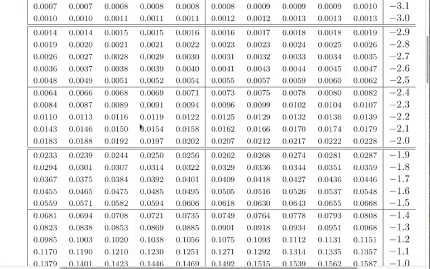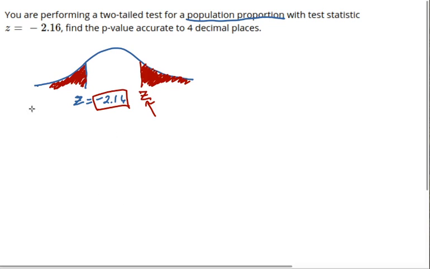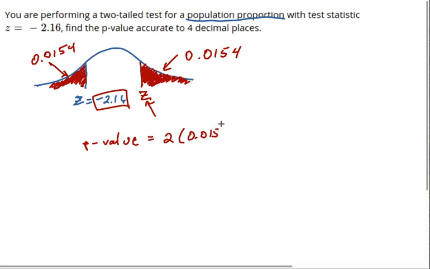So we're looking for negative 2.16, which gives me 0.0154, and then we assume, since this is a two-tailed test, we're going to double it because there would be the same amount on the other tail. So that means my p-value for this two-tailed test is 2 times 0.0154, which gives me 0.0308.